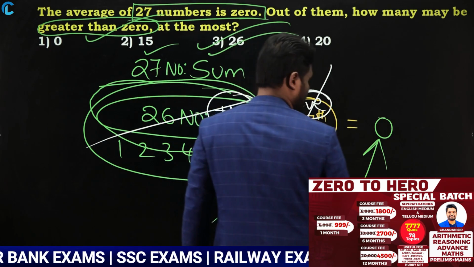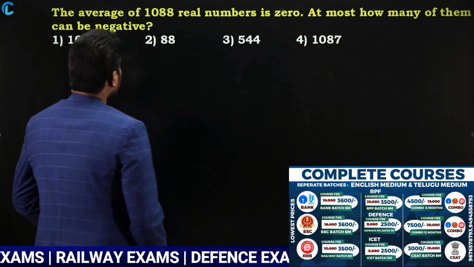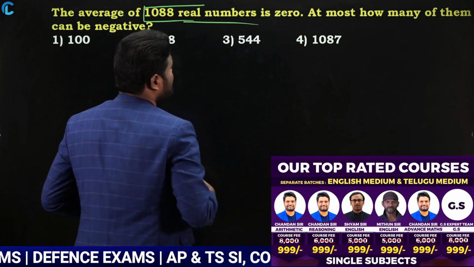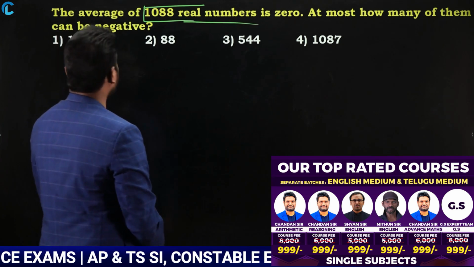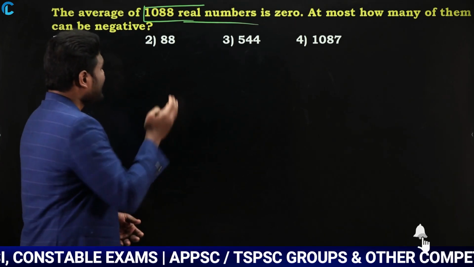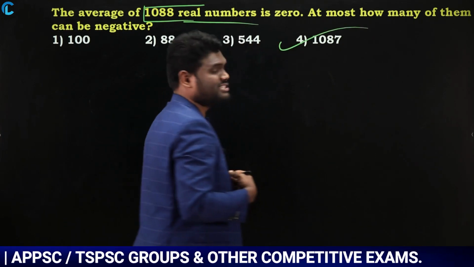Okay, let us look at the next one. What is the next question? The average of 1088 real numbers is 0. At most how many of them can be negative? It is asking how many can be negative. Even this is similar to the previous one. How many can be negative? I can say 1087.